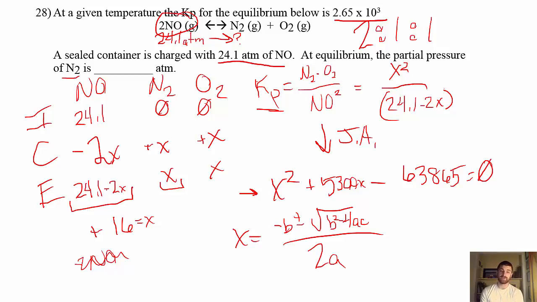So no negative values for your equilibrium concentrations, and you get x equals 12.0 atmospheres. That's it. I know, horrible, right? It's just using the quadratic equation and being thoughtful in your steps, making sure you don't make a silly mistake.